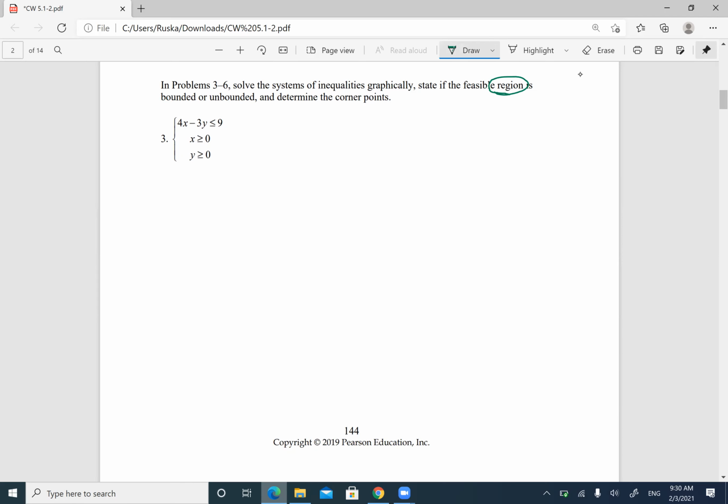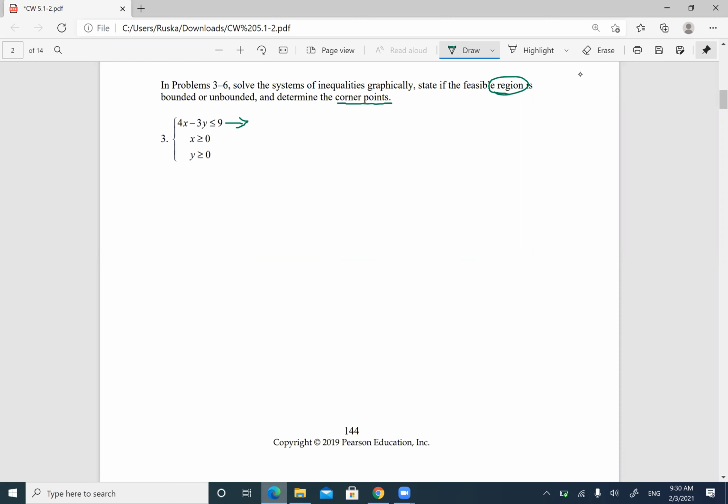It's going to be bounded or unbounded. I'll describe what that means. And also you have to find the corner points. I'll explain what that is. Okay, so let's do that. We're going to graph the first one the same way. We're going to start with the equation.